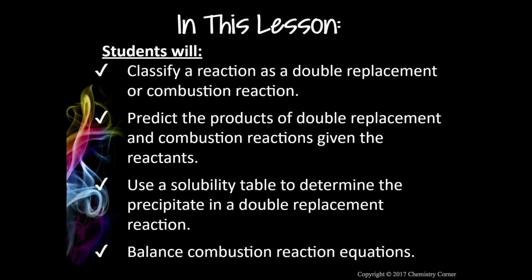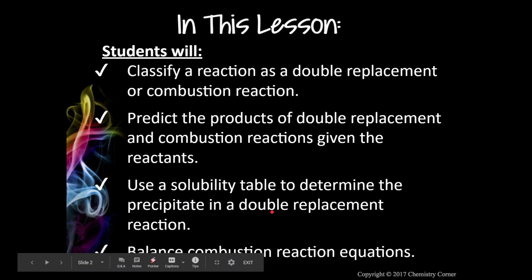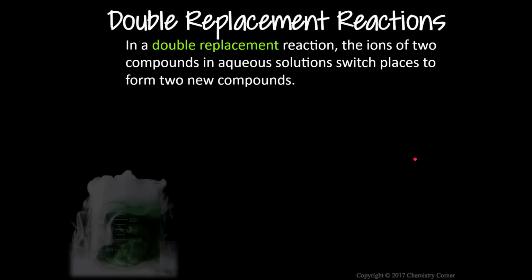Today we are going to talk about how to classify things as a double replacement reaction and predict the products, and here's going to be our new topic, using the solubility table to determine if something will precipitate in a double reaction or not. And so that's going to be the big new idea.